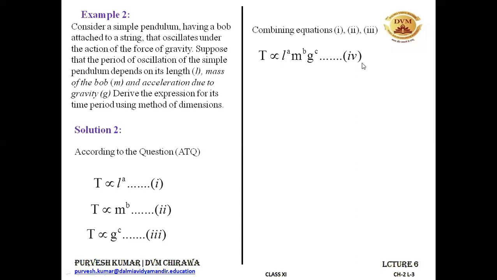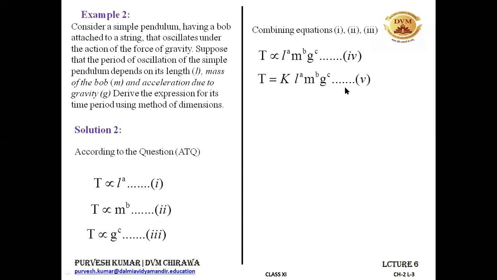All right. This is our equation 4. And when we remove this proportionality sign, there will be one constant denoted by K. So it becomes T is equal to K, L to the power A, M to the power B, G to the power C. All right.